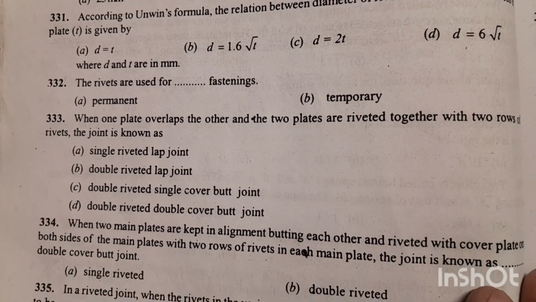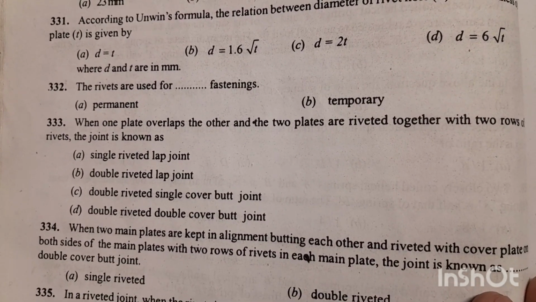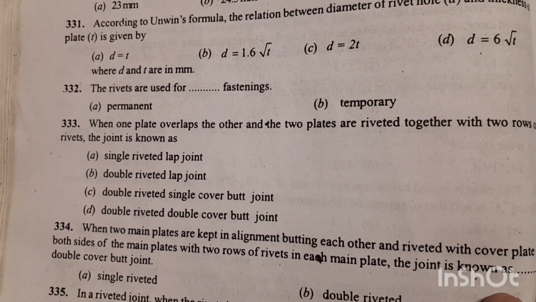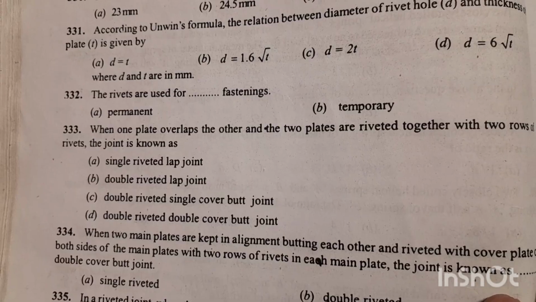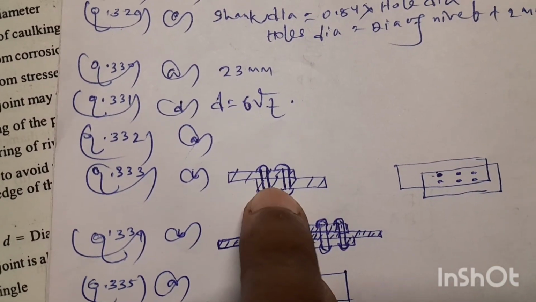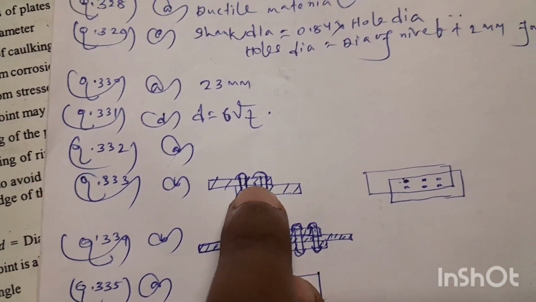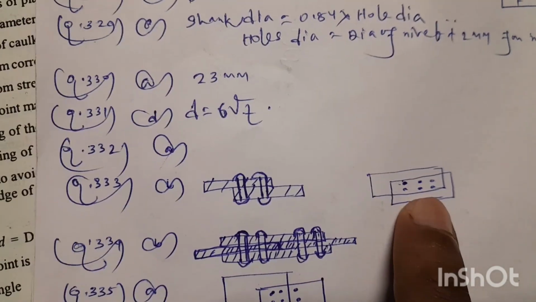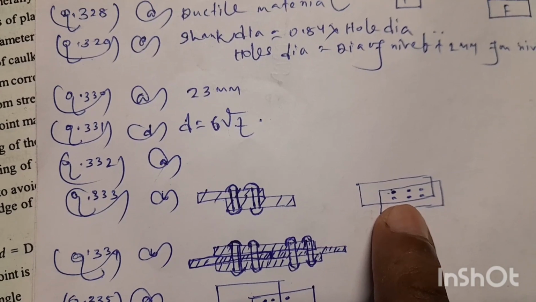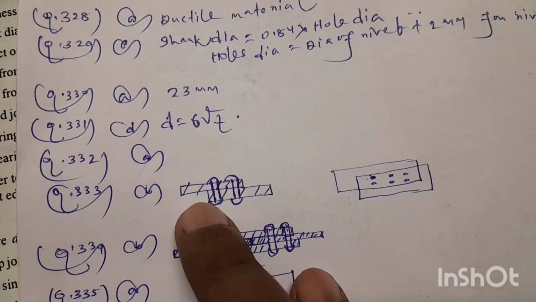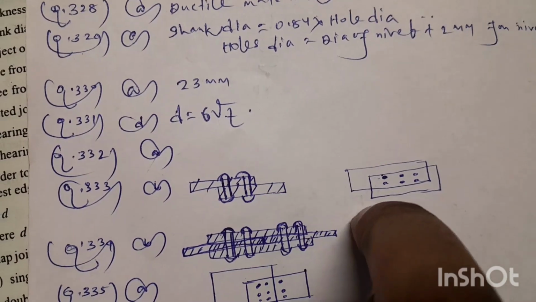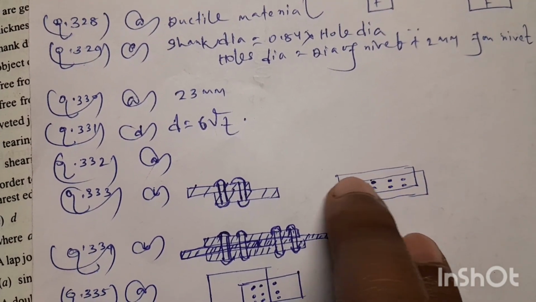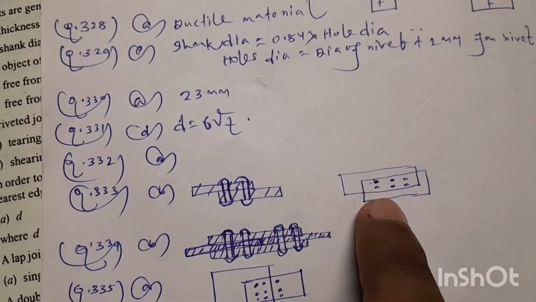Next question 333. When one plate overlaps the other and the two plates are riveted together with two rows of rivets, the joint is called. Suppose these are two plates connected with two rows of rivets. This is in plan and this is in section. So this joint is known as double riveted lap joint, because these two plates overlap each other and the two rows of rivets are connected. So this is a double riveted lap joint.